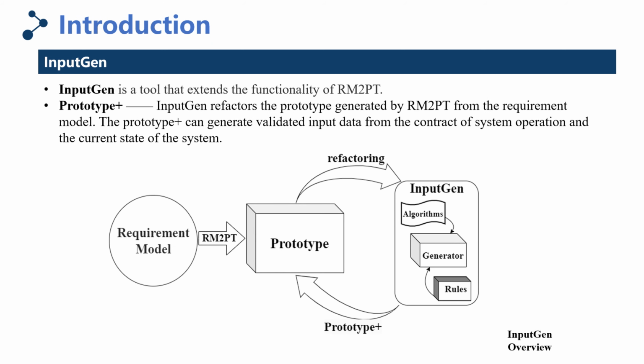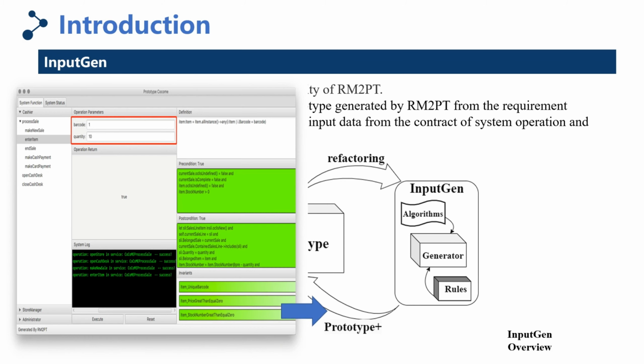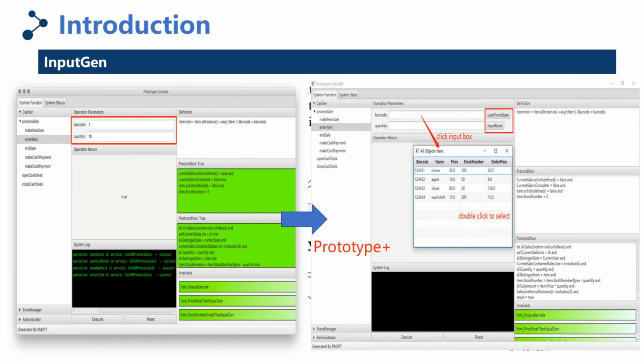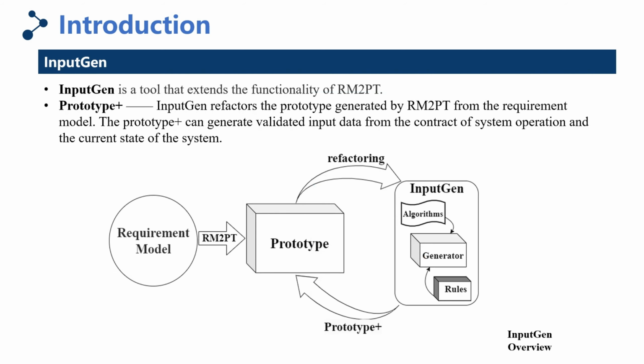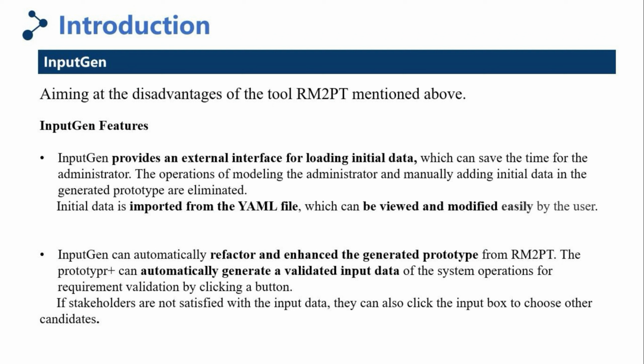Therefore, InputGen is a tool that extends the functionality of RM2PT. It uses the same model as RM2PT. The refactored prototype is Prototype Plus. It can generate input data based on the contract of the system operation and the current state of the system. By executing the Prototype Plus to validate the consistency of requirements, it is easy to find errors in requirements, aiming at the disadvantages of the tool RM2PT mentioned above.